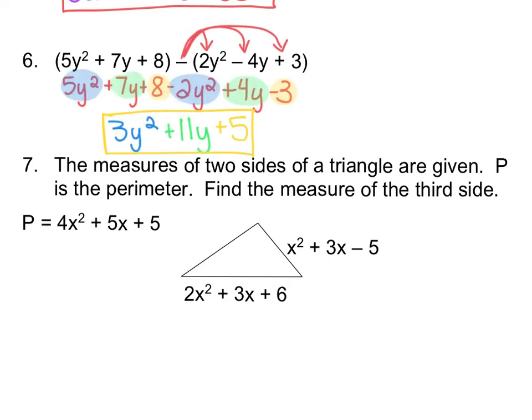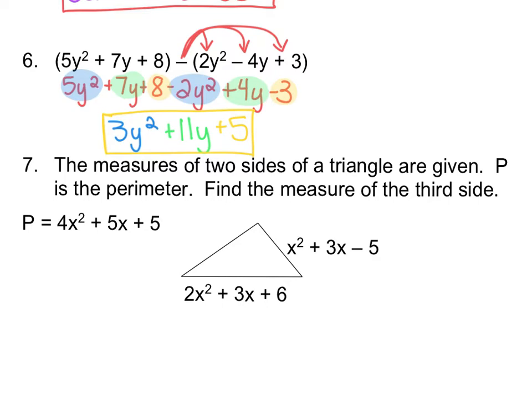Okay, so my final answer was 3y squared plus 11y plus 5. So what I did was I distributed that negative sign to everything in the second polynomial, which basically just flipped all of those signs. And then I combined my like terms. You can see that in blue I've got my y squareds, in green my y's, and in yellow my numbers. And that's the order I would write them, from highest exponent to lowest exponent, and the number last.